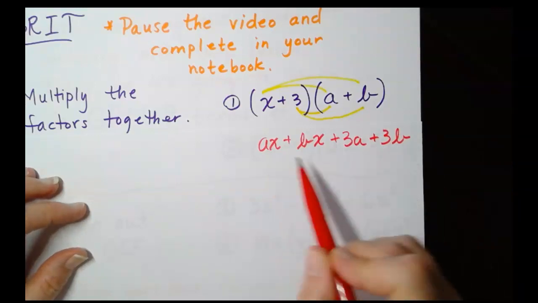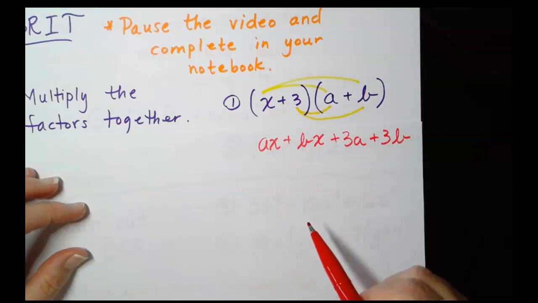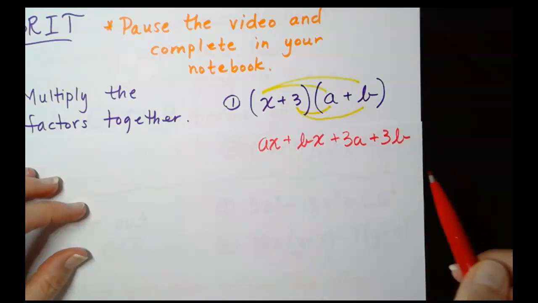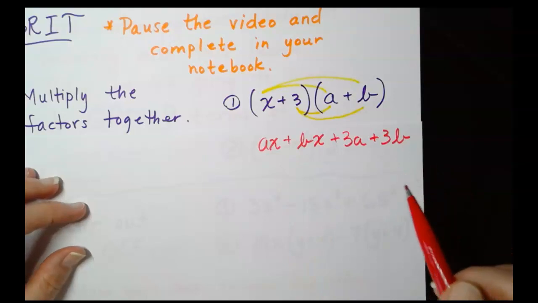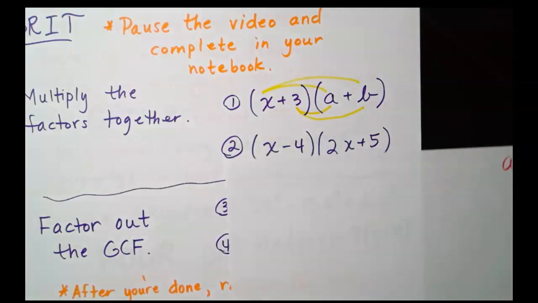Now, we've created a polynomial that has 1, 2, 3, 4 terms. And none of these terms are like terms. So that's our final product. Not every single time is something going to be able to be combined, and this is one of those times. So there is warm-up number 1. Let's do warm-up number 2.